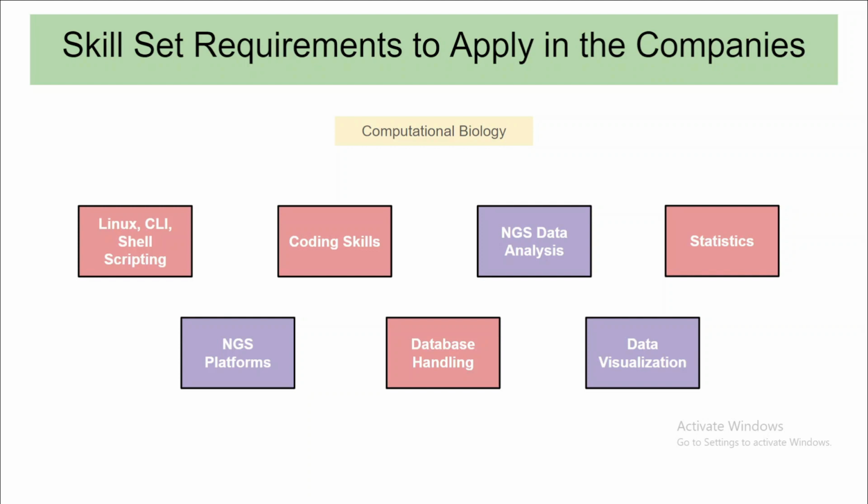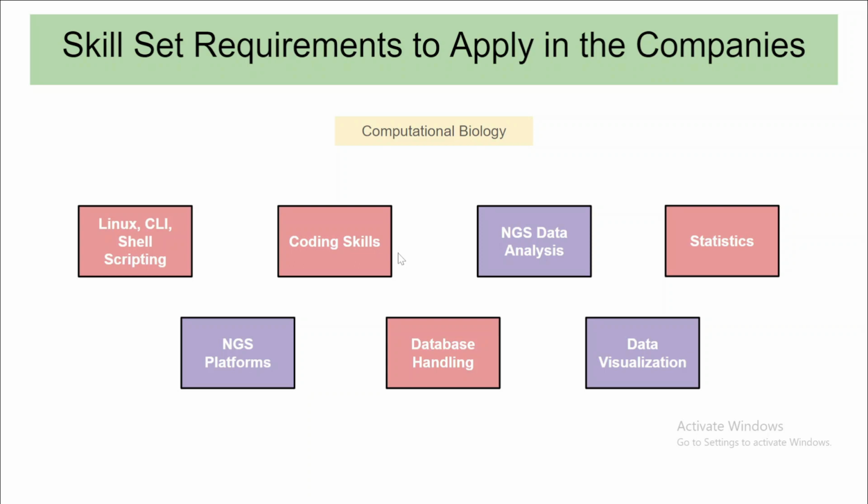So these are the skills. I was saying Linux CLI and shell scripting is an important domain. And the second important domain was the coding skills. Everyone should know one coding language, Python or C programming. Anything is okay; whatever you feel comfortable with, you can learn those coding skills. The third domain was NGS data analysis.